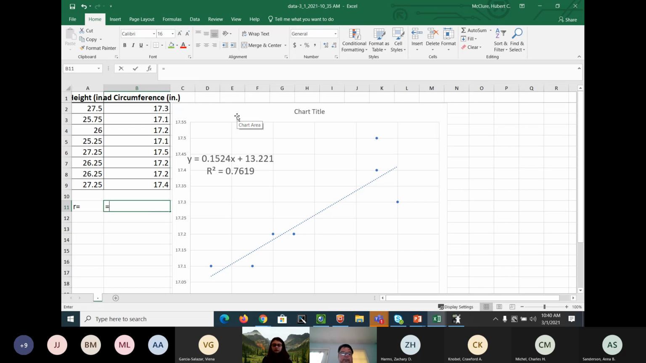So anyway, 0.7619 raised to the what? 0.5 power. So there is our R, and I highlight that green so that you'll know that's what you need to find.